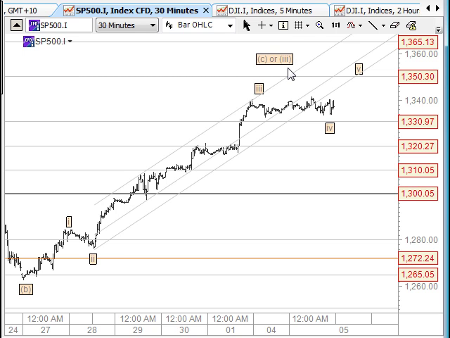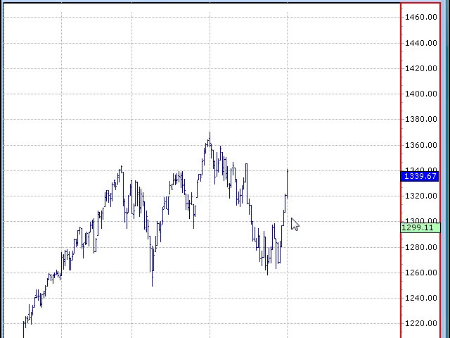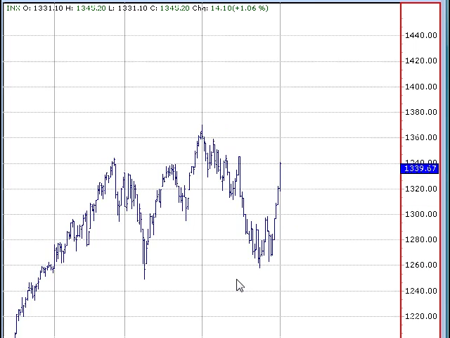So if we look at this on a daily chart, just to get a bit of perspective here, this is the S&P 500 here. The code's up in the top corner here for these. It's a daily chart, hasn't been updated since last night, but it hasn't really moved either. So we're still in this sort of area here.